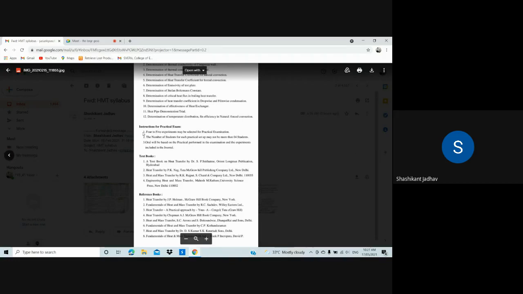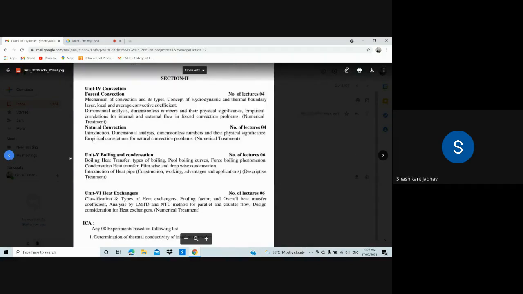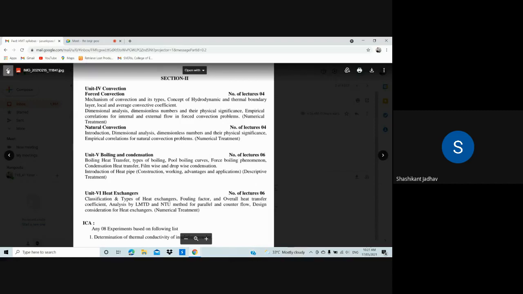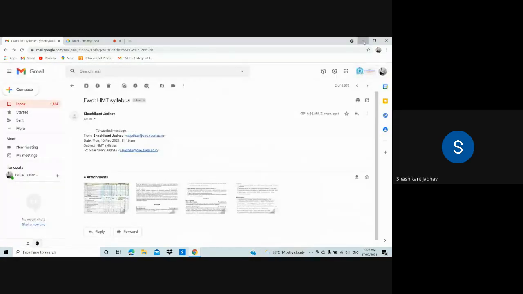In section 2, we have completed unit number 6, that is heat exchanger. And now we have started unit number 5, that is boiling and condensation. Only one topic is remaining, that is unit number 4, convection. After boiling and condensation, which requires two or three lectures, we have to start unit number 4, that is convection. This is a little bit vast topic. In that, forced convection is there and natural convection is there. So now we have to start unit number 5.